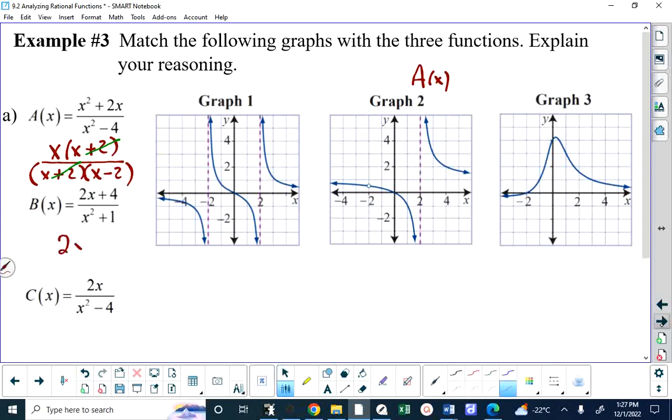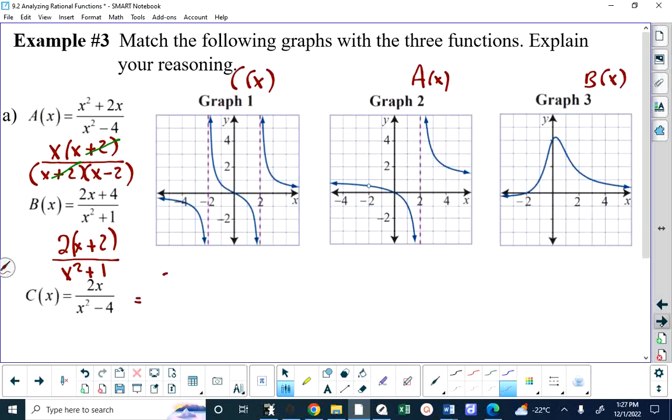This, we can factor a 2 out and be left with x plus 2. But since the denominator is a non-factorable quadratic, and it even goes further than that, since you cannot find a value for x that makes that 0, because if you put x squared plus 1 equal to 0 and tried to solve it, you'd end up taking the square root of a negative, the denominator of b can never be 0. It's not even possible, which means it's going to be the graph that has no holes and no asymptotes. And by a process of elimination, this must be c.